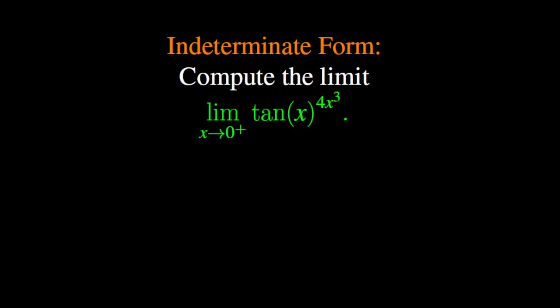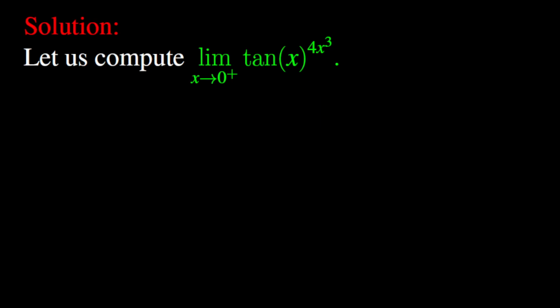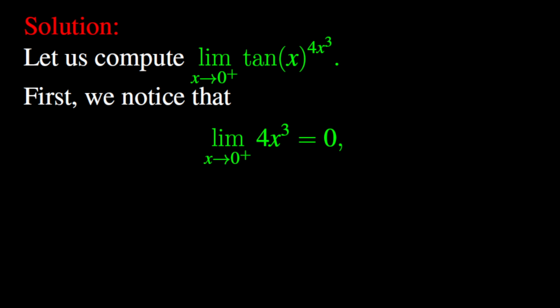In this problem, we are asked to evaluate the limit as x goes to 0 plus of the function tangent of x to the power 4x cubed. First, we notice that the limit as x goes to 0 plus of 4x cubed is 0. Moreover, the limit as x goes to 0 plus of tangent of x is 0.